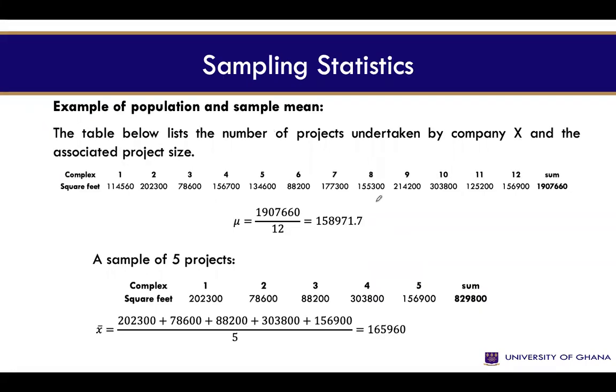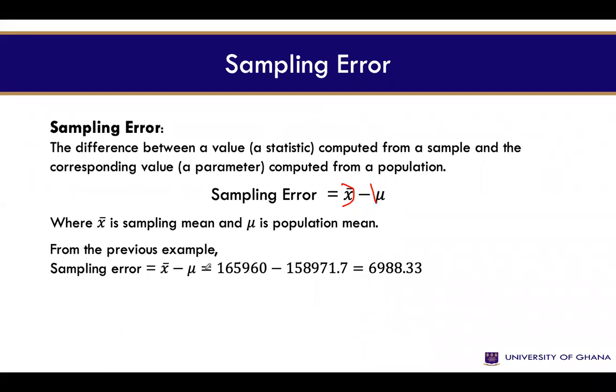Okay, so in the previous example, we had a population of 12 projects, and their sizes, and the average size was calculated to be 158,971. That becomes our population parameter. Based on this, we randomly selected a sample of 5 projects, and we calculated the error. The error was the difference between the sample statistic and the population parameter. That gives us an error of 6,912.